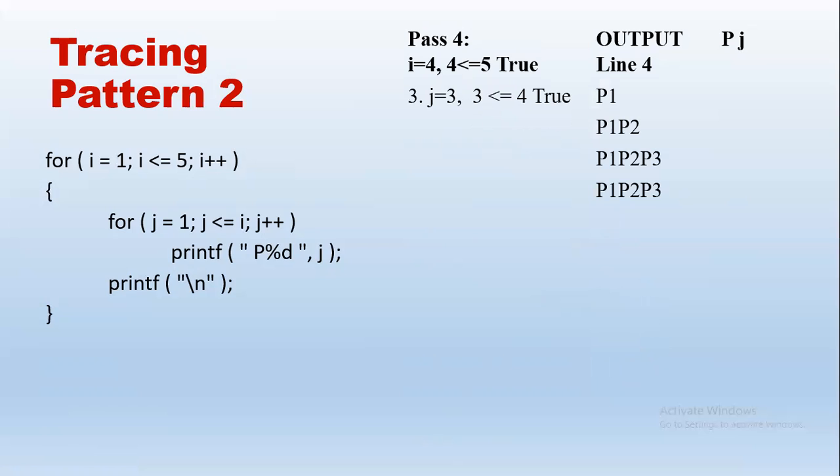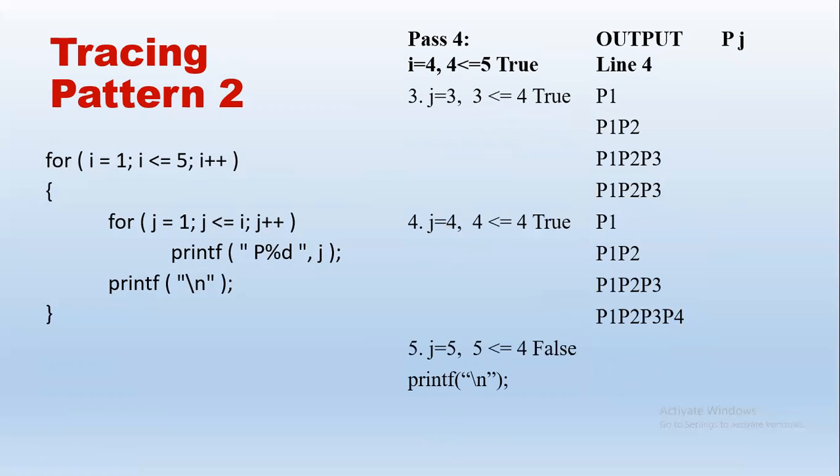Next, I is 4 itself. J becomes 3. 3 less than or equal to 4. Print P3 in the fourth line. Third value in the fourth line. Then J becomes 4. Next, we print P4, which is the fourth value in line 4. Now, when J becomes 5, we observe that J is 5, whereas I is 4. 5 less than or equal to 4, condition is false. So exit from the J loop, and then we have a \n. So we have printed the first 4 lines, up to pass 4.